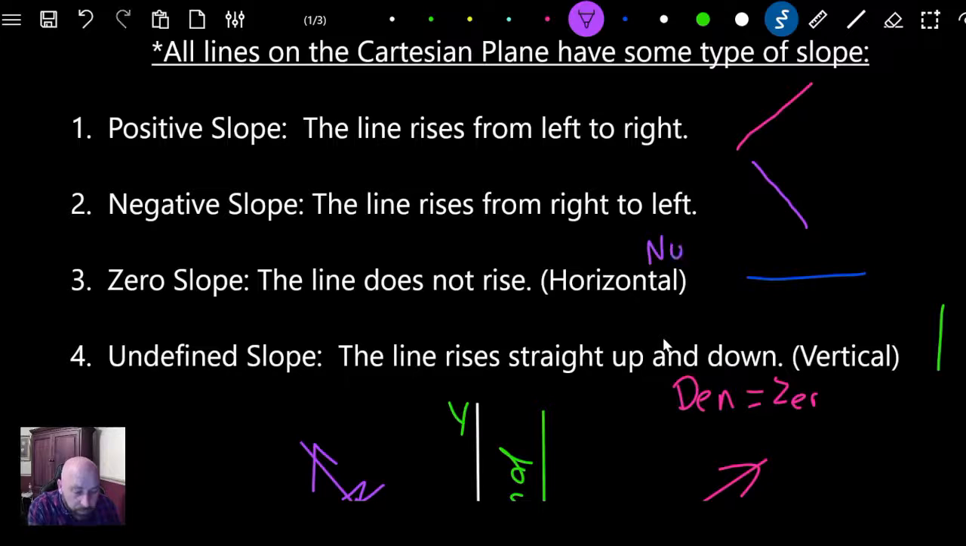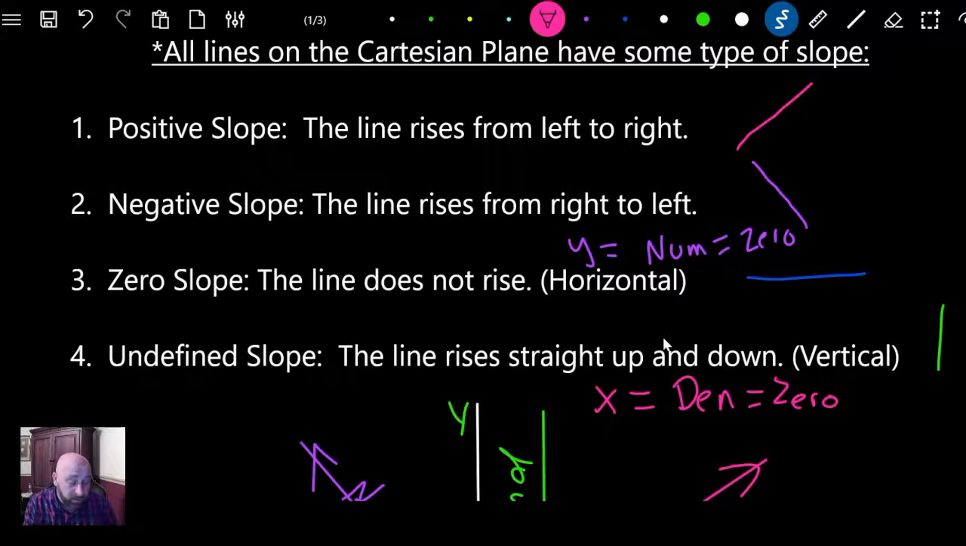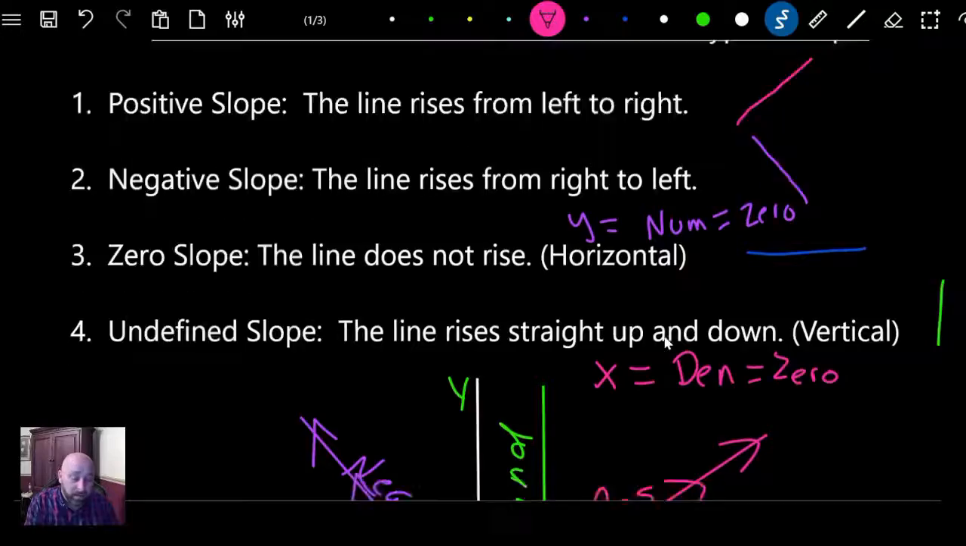So notice that with 0 slope, the numerator equals 0. Or you could also say that y equals the numerator, and y equals 0. Down here, you would have that x equals the denominator, so x equals 0. So in the case of undefined slope, your x is going to equal 0. In the case of your 0 slope, your numerator, your y, is going to equal 0.